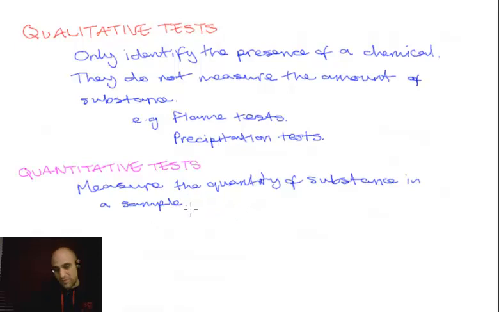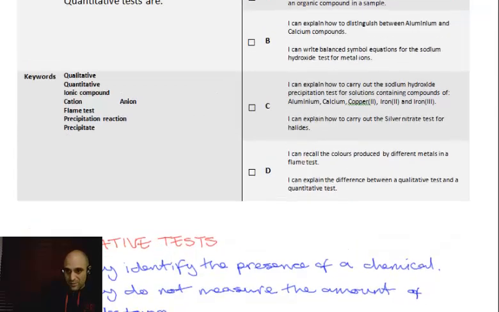Now, some of you in class that are working towards the A star grade will be able to adapt the precipitation tests we're talking about into a quantitative test. But the example I would want you to know as a quantitative test is the titrations. Okay, we won't be talking about that in this lesson. Fair enough. Okay, so make sure you take those notes down.